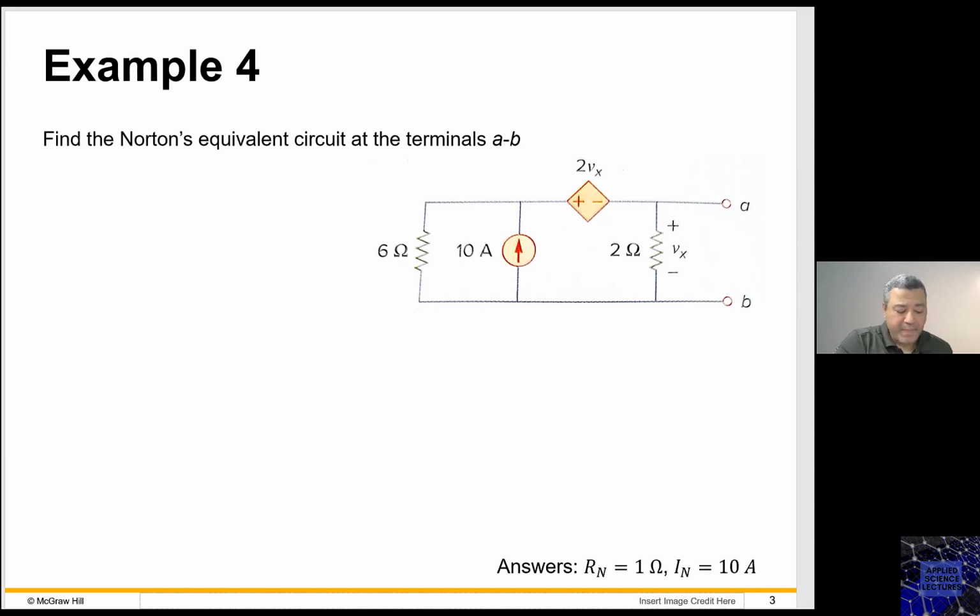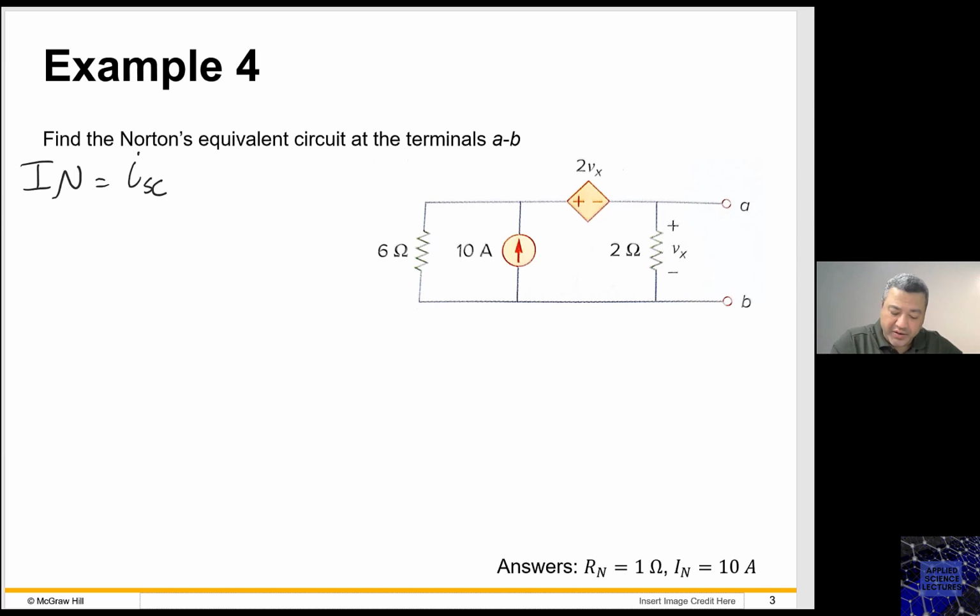Now here we need to find the Norton's equivalent circuit at the terminals A and B, and you can see in this example that I don't have a load connected between A and B, which means I don't have to remove anything. I can start right away and calculate the Norton's equivalent circuit. So what I'm going to do is the following. I will calculate the short circuit. I know I Norton is the I short circuit at the output.